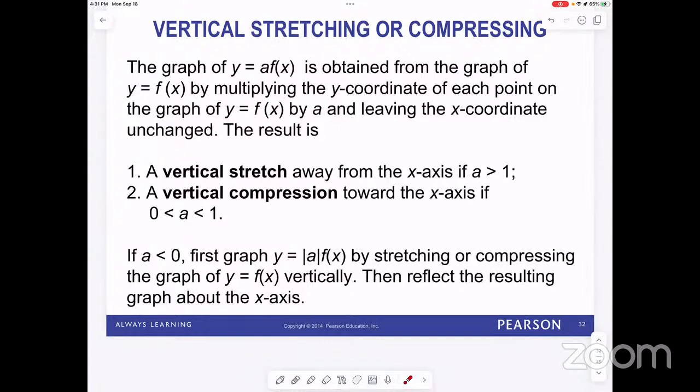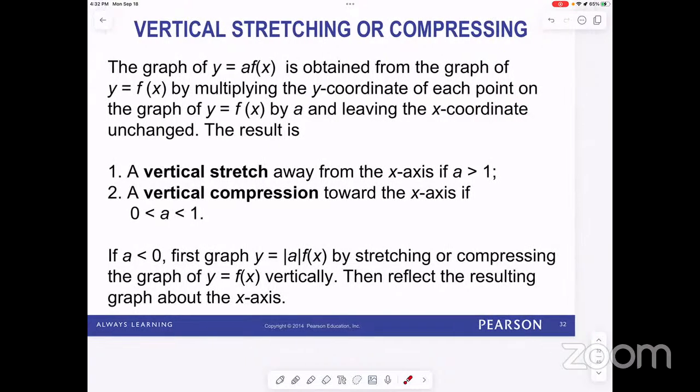Okay, so the graph of y equals a times f of x is obtained from the graph of y equals f of x by multiplying the y coordinate of each point by a and leaving the x-coordinate unchanged. The result is going to be a vertical stretch away from the x-axis if that a is larger than 1, and it's a vertical compression towards the x-axis if that a is between 0 and 1. Right? So we're multiplying the outside by these different numbers. If a is negative, first you graph the absolute value of a times f of x by stretching or compressing, and then reflect it vertically over the x-axis. Right? Because we multiply the outside by a negative, it flips vertically.